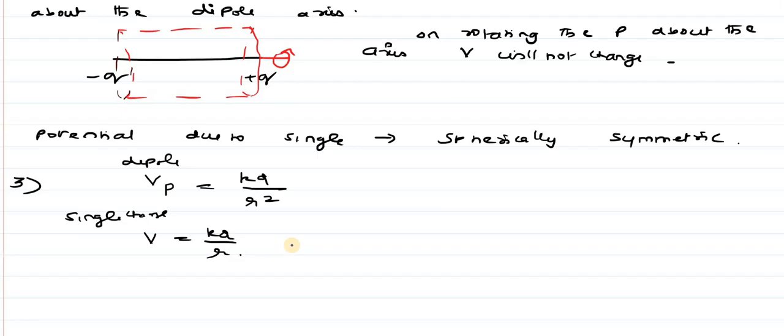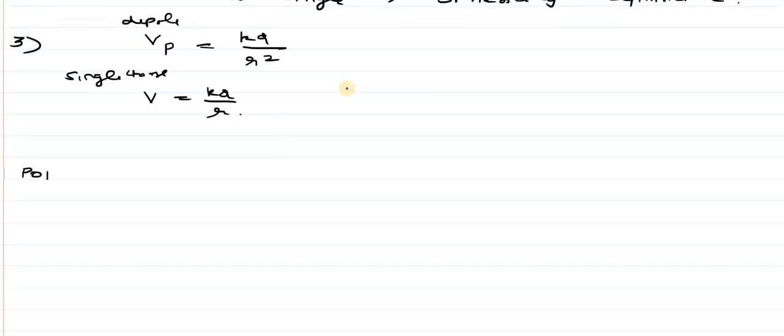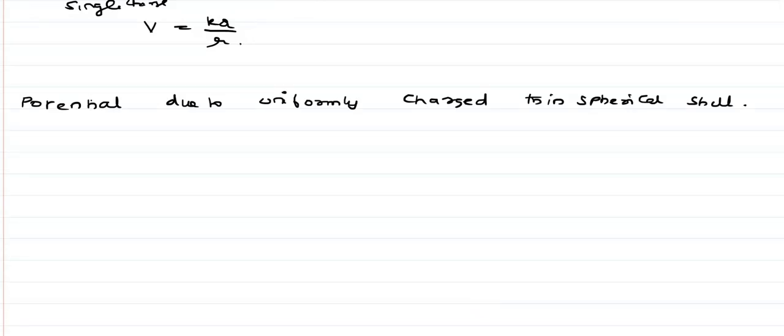Next. Now we are moving to the potential due to a spherical shell. It's a simple expression. We have already done it for the electric field, and the same thing we are going to do for the spherical shell. Potential due to a uniformly charged thin spherical shell. Very simple derivation. It's easy, and you need to compare the electric field and this one.